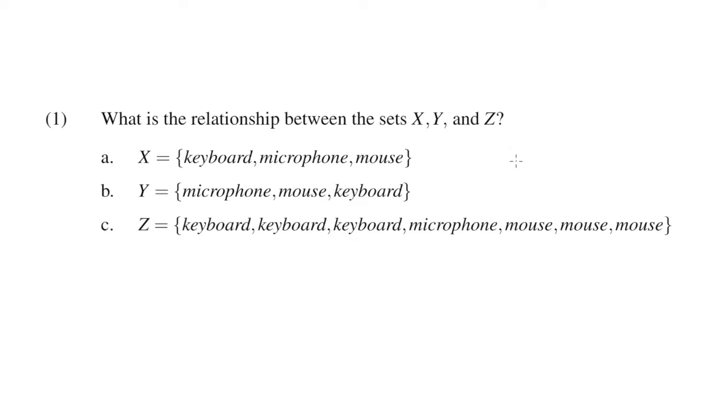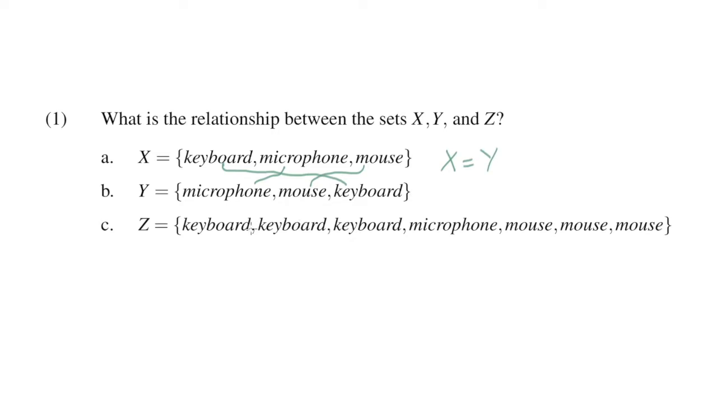Now we know that order doesn't matter. So we can actually see that X has all the same elements as Y does. So the keyboard, the microphone, and the mouse. So even though Y has the elements in a different order, X is actually the same set as Y because order doesn't matter. Okay, let's look at Z.